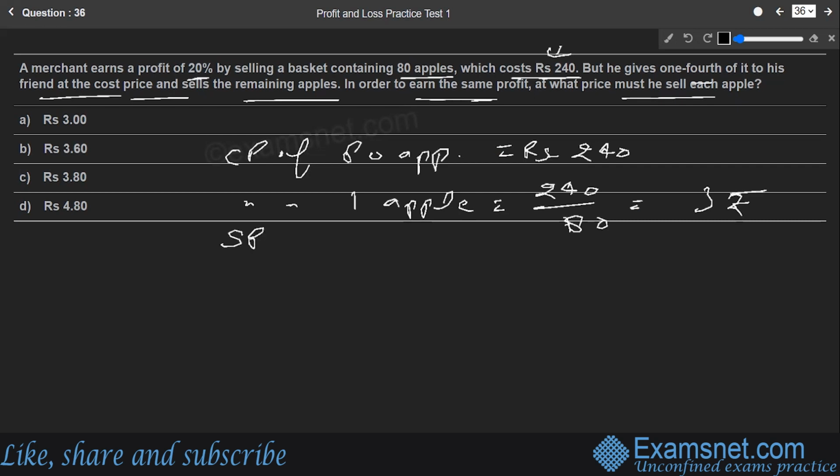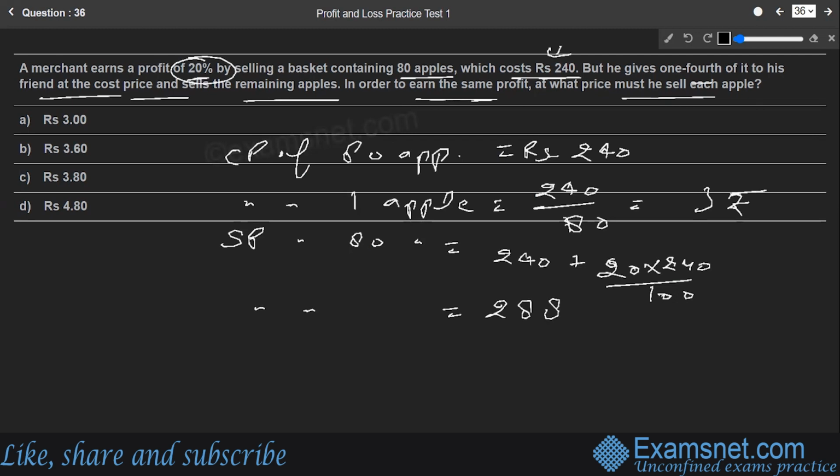Now, how much is the selling price of these 80 apples? They say there is a 20% profit. So the selling price of 80 apples should be the cost price of 80 apples plus 20% of the cost price, which is 240. So this should be 240 plus 20% of 240. This should be the ultimate selling price of 80 apples. If you solve this, it comes out to be 288. So the selling price of 80 apples is 288 rupees.